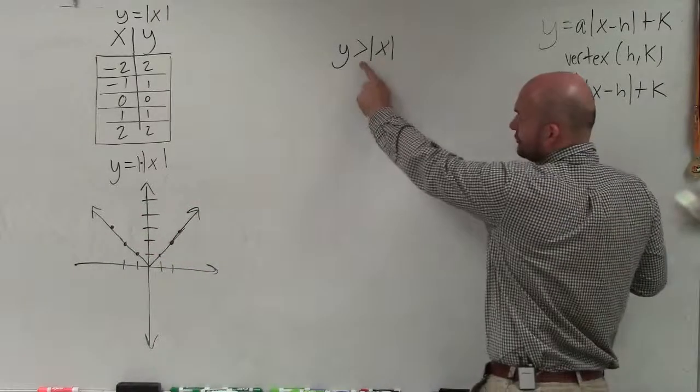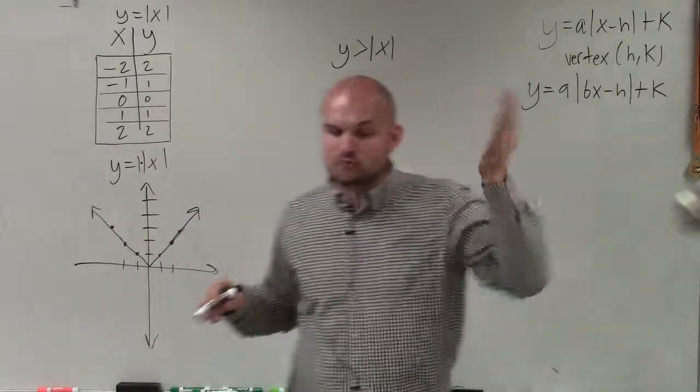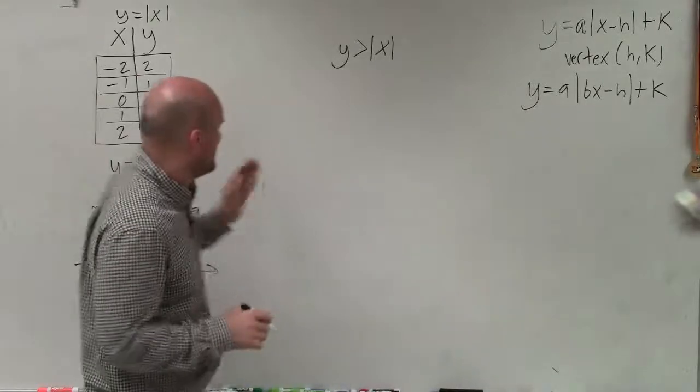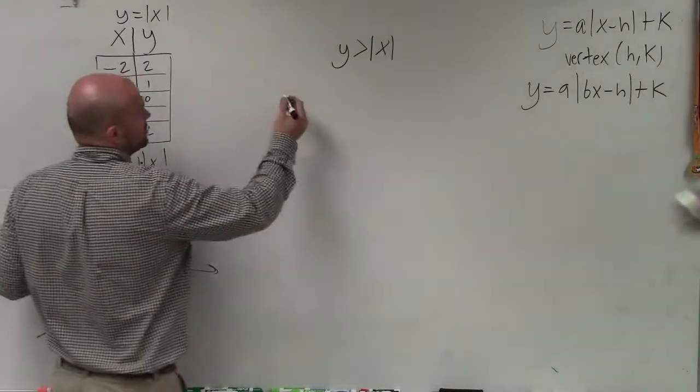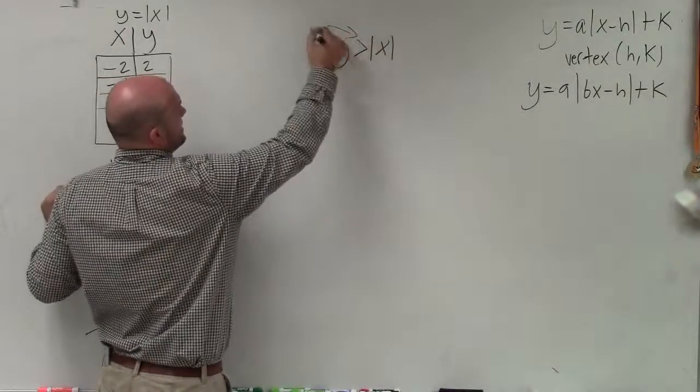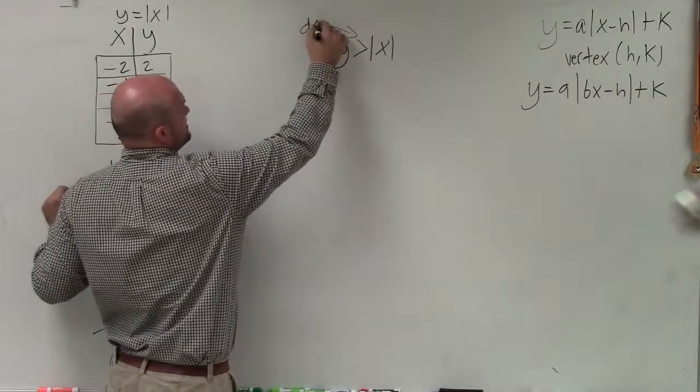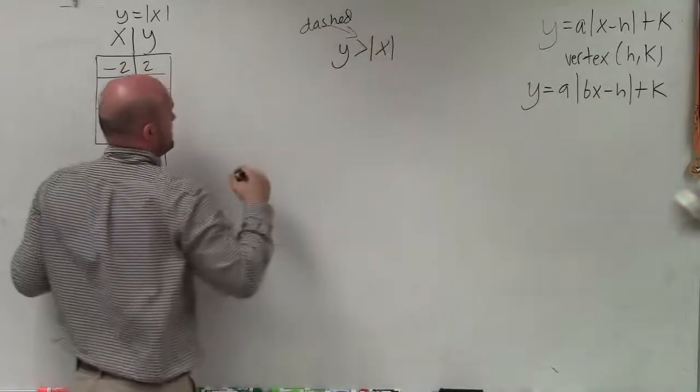However, since this is greater than, I understand that the graph is going to be dashed. That means all the points that lie on this graph are not going to be a part of the solution, and I'll show you why that works. Anytime it's greater than and not greater than or equal to, it's dashed. Same thing with less than and less than or equal to.